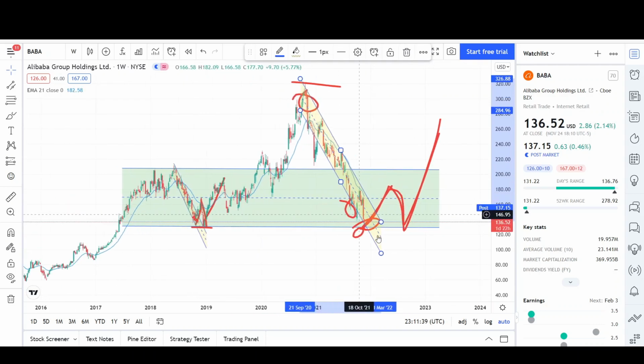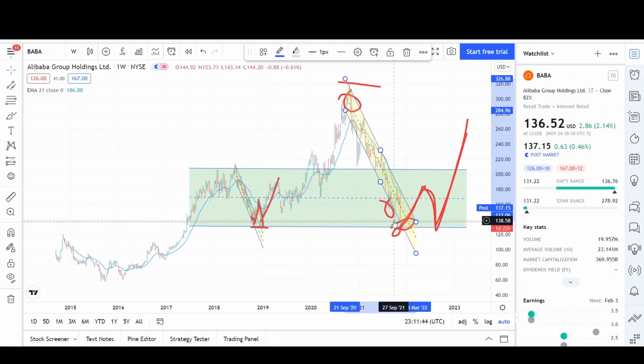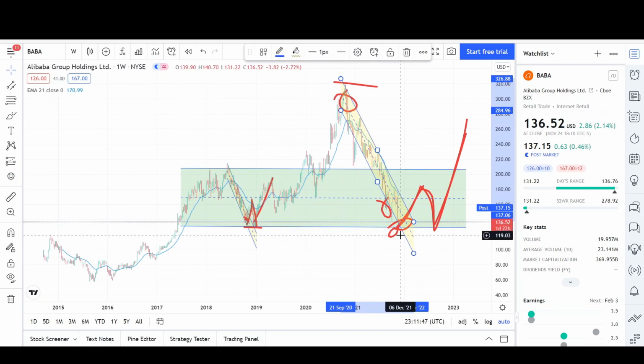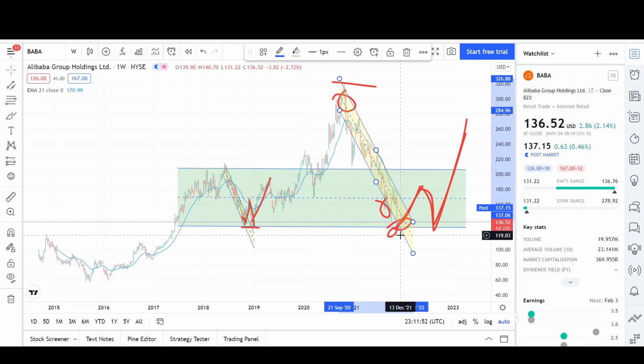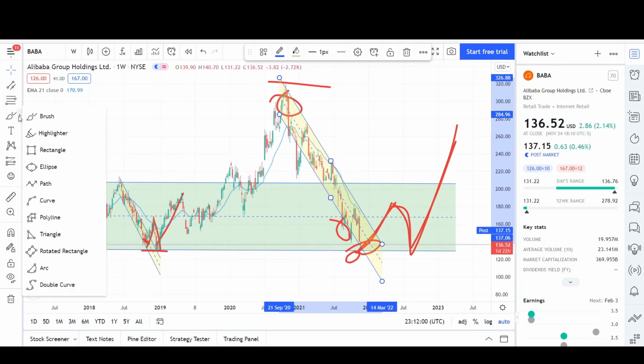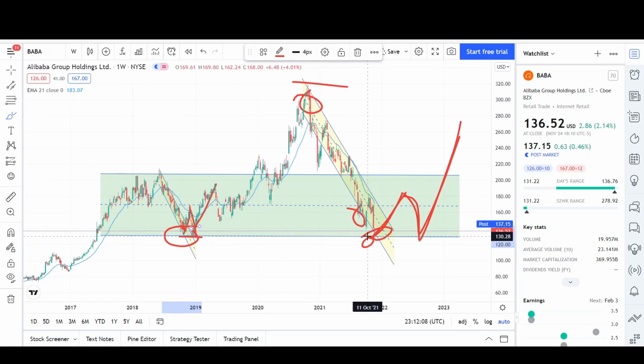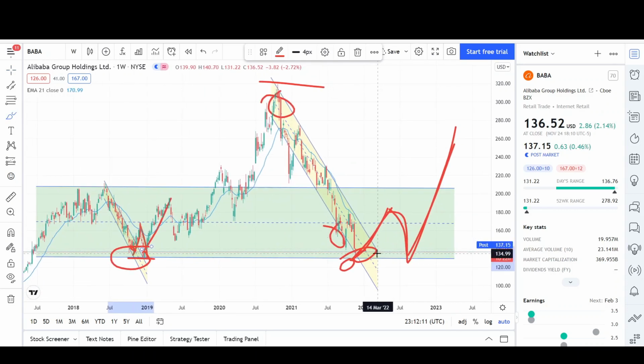If BABA doesn't find some type of support at this 126 level, or let's see, I can see BABA hit maybe the 119 level. Maybe. That's a big maybe. If it goes much lower than that, I mean, this thing can go anywhere. So if we don't find some type of support like it did previously, right around this 130 level or the high 120 level, then this thing can fall much lower than anybody thinks, and that would be kind of a bummer. But yeah, if we don't find some support here, we can go much lower.